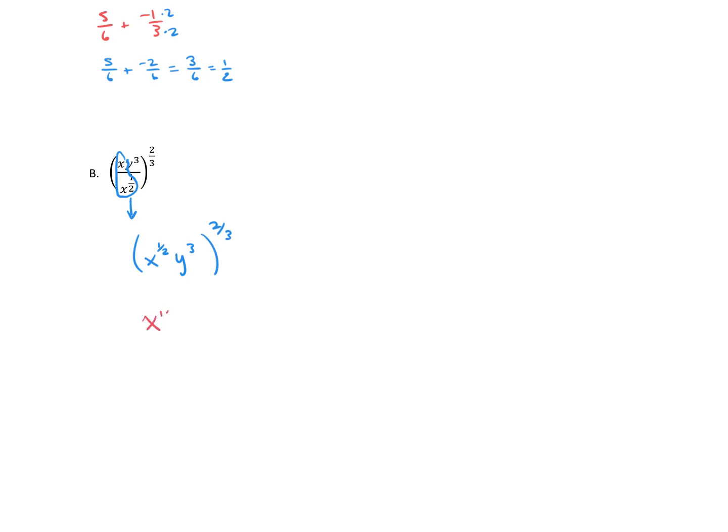This x to the 1/2 power gets raised to the 2/3, and this y to the third power gets raised to the 2/3 power. Now, this is that power to a power. You keep your base of x, and we are going to multiply exponents. So 1/2 times 2/3 is 2/6. 2/6 reduces to 1/3. And then here we have y to the third power times 2/3. That's y to the 6/3 power, which reduces to a y squared.